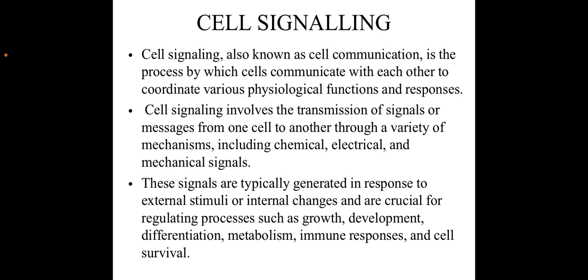Cell signaling involves the transmission of signals or messages from one cell to another through a variety of mechanisms. These can be chemical, electrical, and mechanical signals. These signals are typically generated in response to external stimuli or internal stimuli, and are crucial for regulating processes such as growth, development, differentiation, metabolism, immune responses, and cell survival.